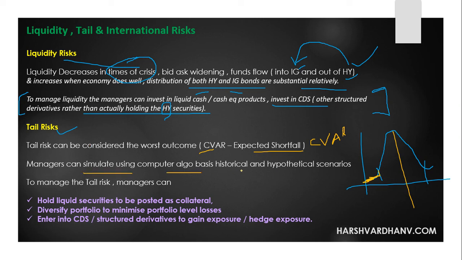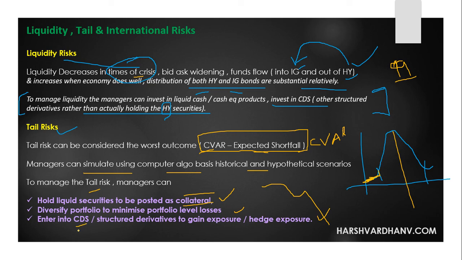Managers can simulate using computer algorithms to manage the tail risk. See, what happens is the tail risk is at the 99% or at the 100%. So that is the maximum risk that the bond can have. And during the times of crisis, after 2008, it is mandatory to report the CVAR of your bond portfolio and also the equity portfolio, and keep provisions for that to provide as collateral.